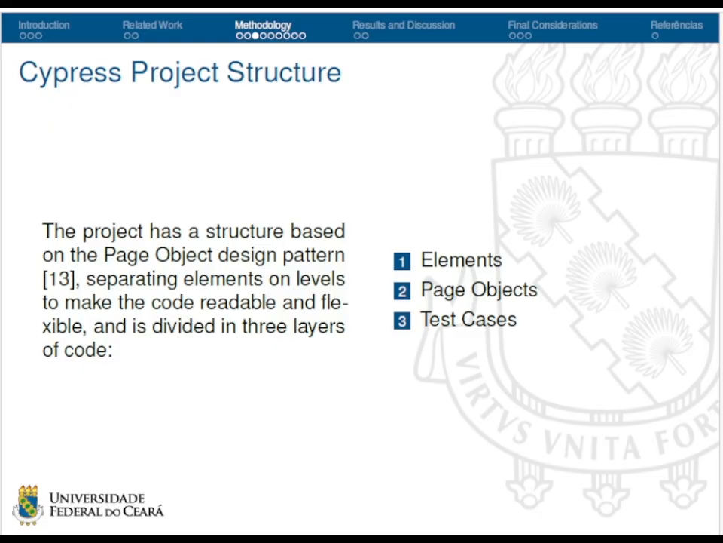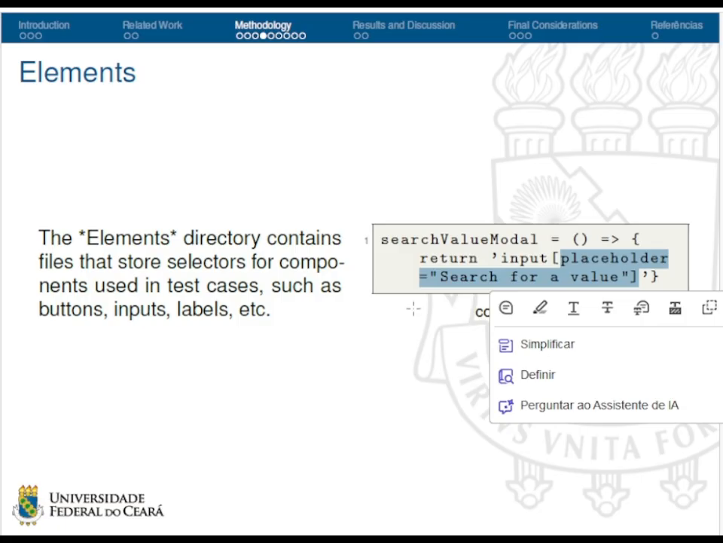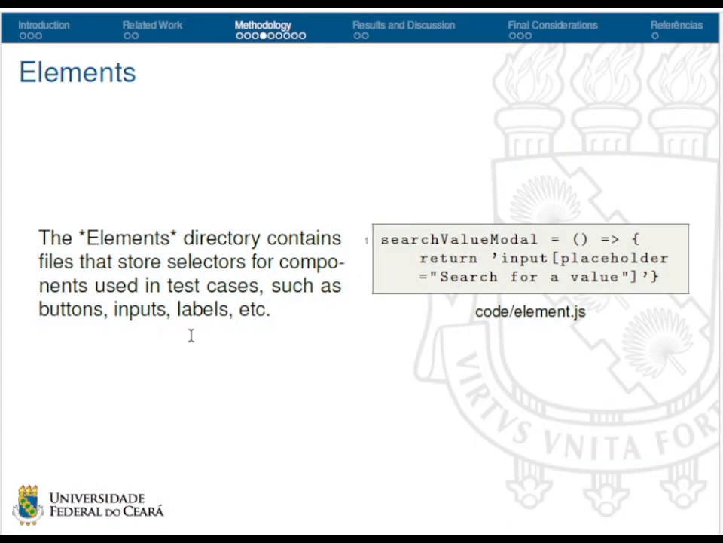The project has a structure based on the page object model design pattern, separating elements on levels to make the code readable and flexible, and it's divided in three layers of code, being them the elements, the page objects, and the test cases. So the elements directory contains files that store selectors for components used in test cases such as buttons, inputs, labels, etc. You can see a brief code snippet selecting a specific placeholder for an element.